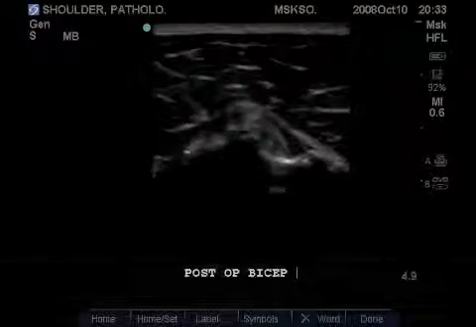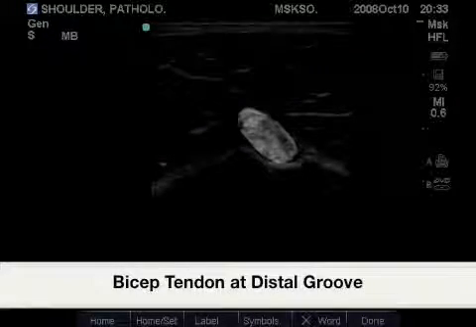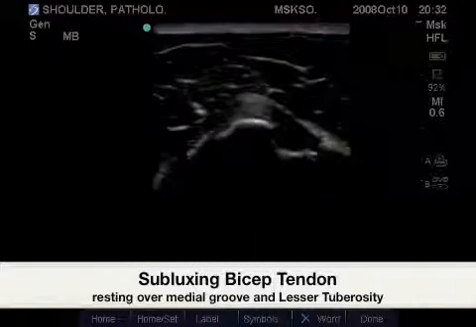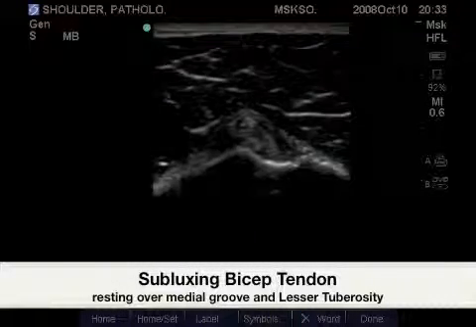As we scan distally, we see the bicep tendon subluxing out of the groove. As we scan even more distally, we see the bicep tendon not quite anchored as closely to the humerus as we would like to see it.